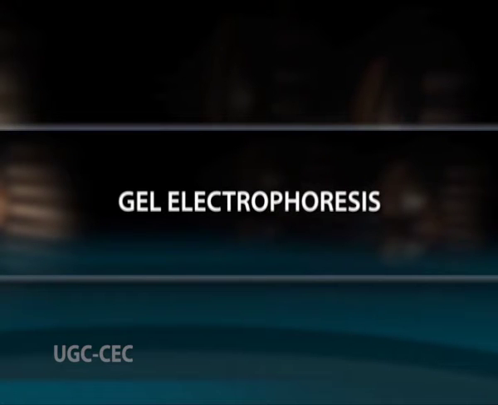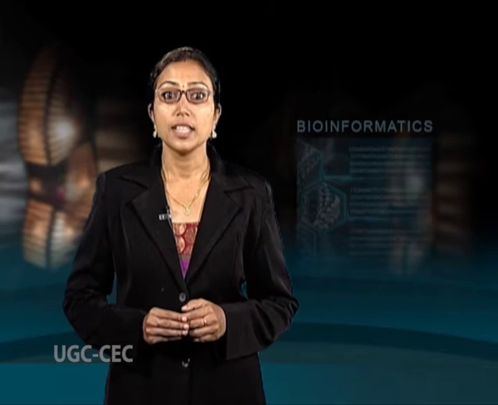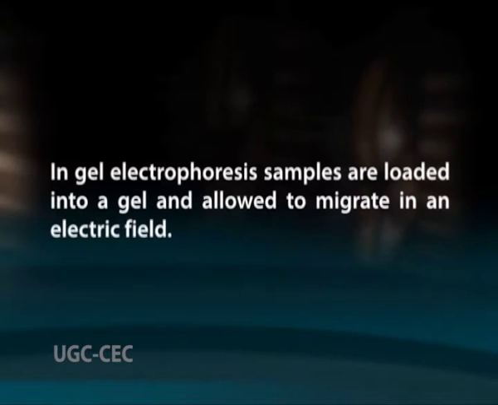Gel electrophoresis. Gel electrophoresis is the most widely adopted technique for detecting polymorphism. In gel electrophoresis, samples are loaded into a gel and allowed to migrate in an electric field. The two gel matrices used to separate DNA molecules are agarose and polyacrylamide. Since DNA is negatively charged, the samples are loaded near the negative pole and they migrate towards the positive pole. Separation of the DNA molecules is strictly based on size. The smallest fragments move farther in the gel than larger molecules.